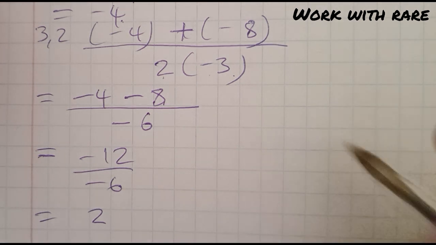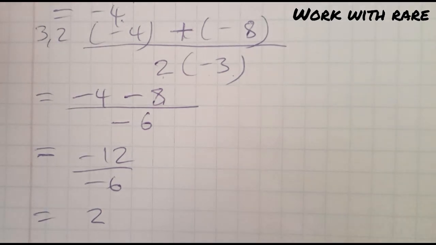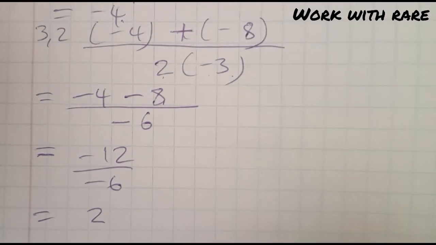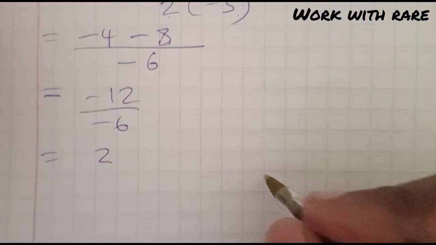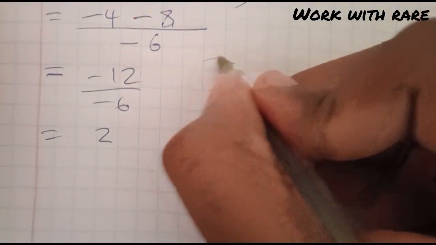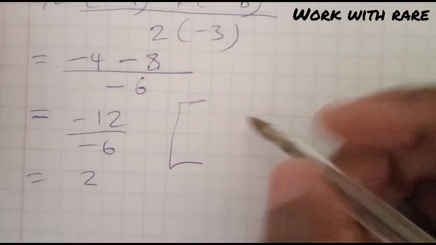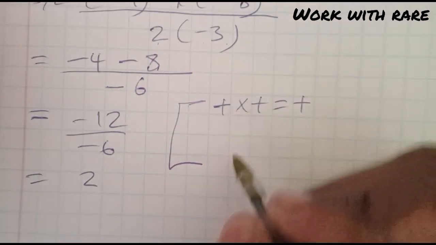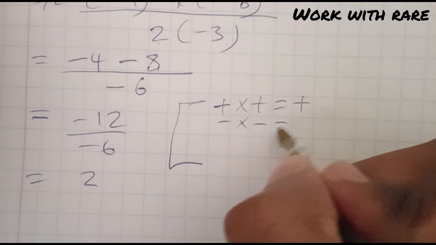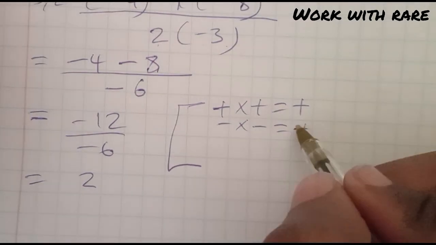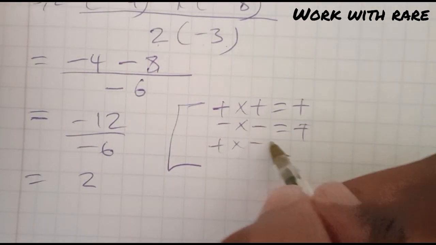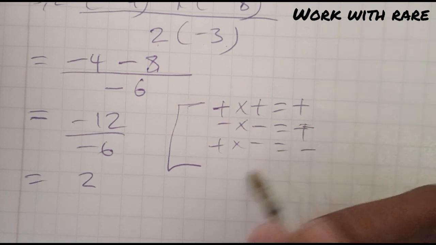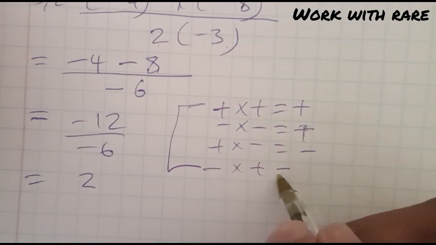Okay, so a reminder, I said this on my first video on this channel: positive multiplied by positive is positive, negative multiplied by negative is positive, positive multiplied by negative is negative, negative multiplied by positive is negative.